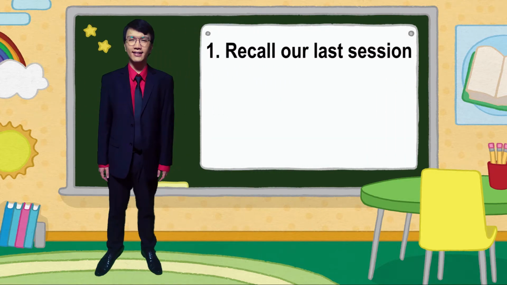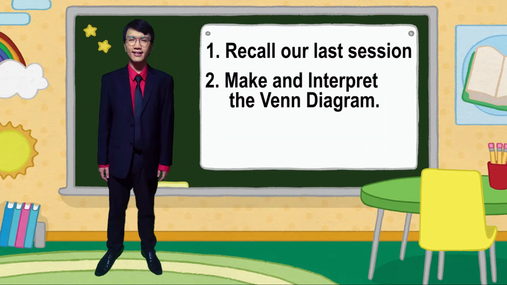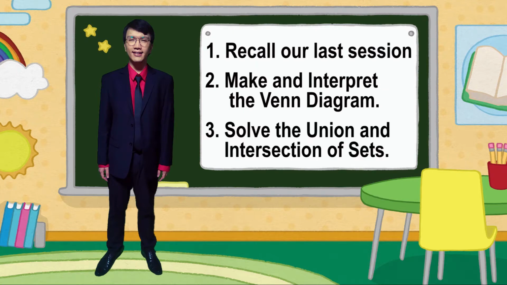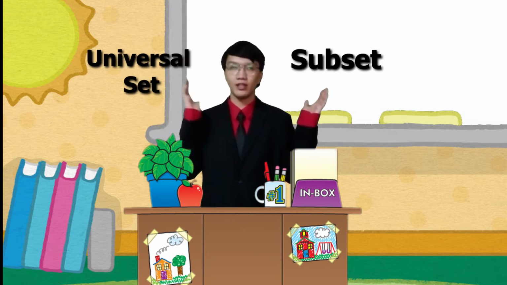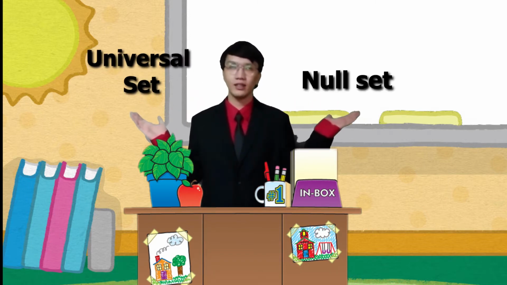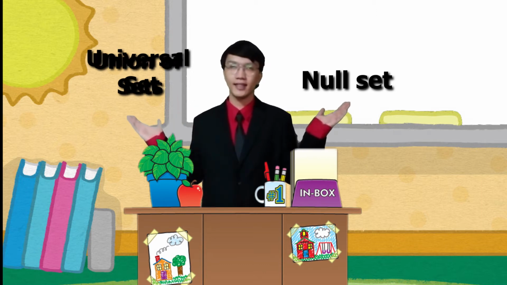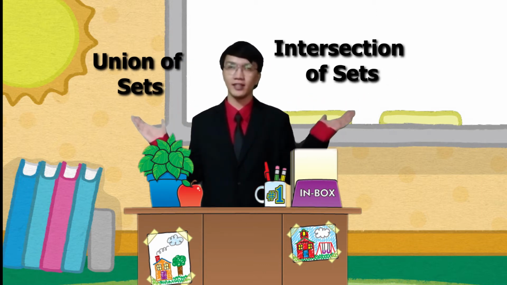Today we will first recall our last session. Then we will interpret the Venn diagram in terms of sets and subsets, and solve the union and intersection of sets using the Venn diagram. Let's review our topic yesterday. Do you still remember what we learned? We learned about the set, subset, universal set, null set, the union of sets, and the intersection of sets.